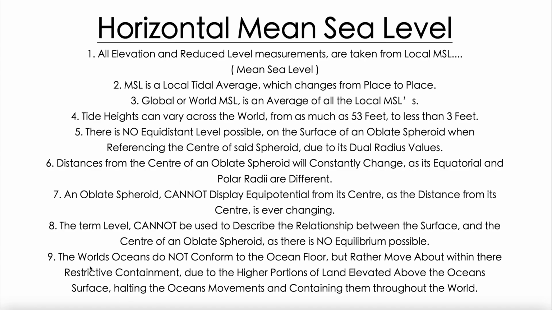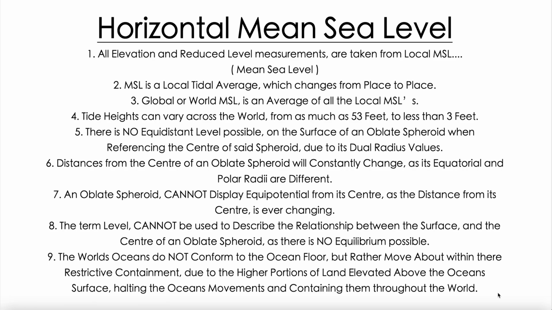Okay, 9. The world's oceans do not conform to the ocean floor, but rather move about within their restrictive containment, due to the higher portions of land elevated above the ocean surface, holding the oceans' movement and containing them throughout the world. What this means is that it doesn't matter what the ocean's floor is like, the water will just conform to every part of it, and it will move around. The oceans move around within their containment, which is formed by the higher portions of land elevated above the oceans. Their oceans are not conforming to the ocean floor due to the center of an oblate spheroid. They're just taking the shape of their container.